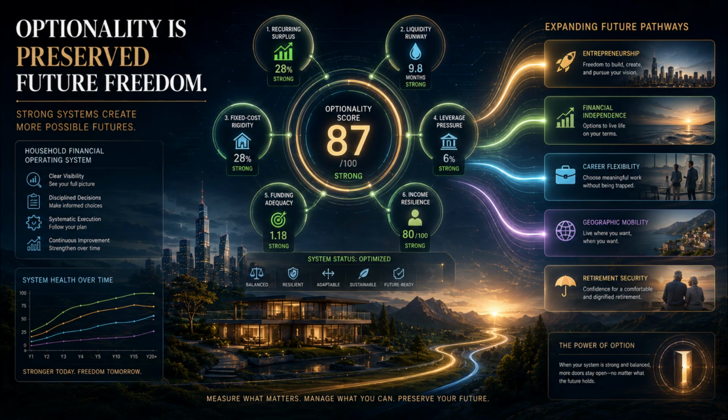In Season 4, we will move beyond measuring optionality. We will begin using optionality to make better decisions regarding capital allocation, opportunity cost, discount rates, future forecasting, and strategic financial planning. Because ultimately, the future does not belong to the household with the highest income. It belongs to the household with the greatest freedom to choose.